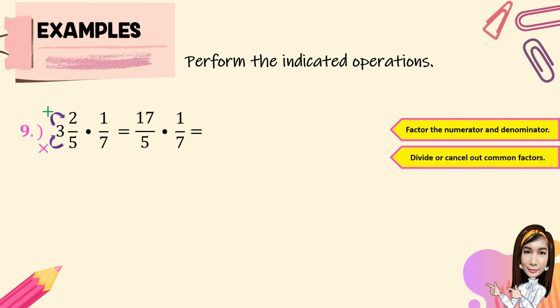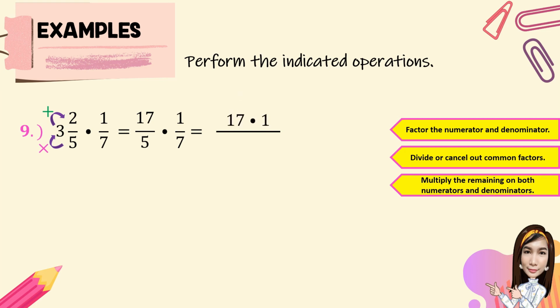So there is no common factors to be cancelled out. So we just multiply the remaining on both numerators and denominators. So on the numerator, we have 17 times 1. On the denominator, we have 5 times 7. So 17 times 1 is equal to 17. 5 times 7 is equal to 35. So 17 over 35 is the final answer.